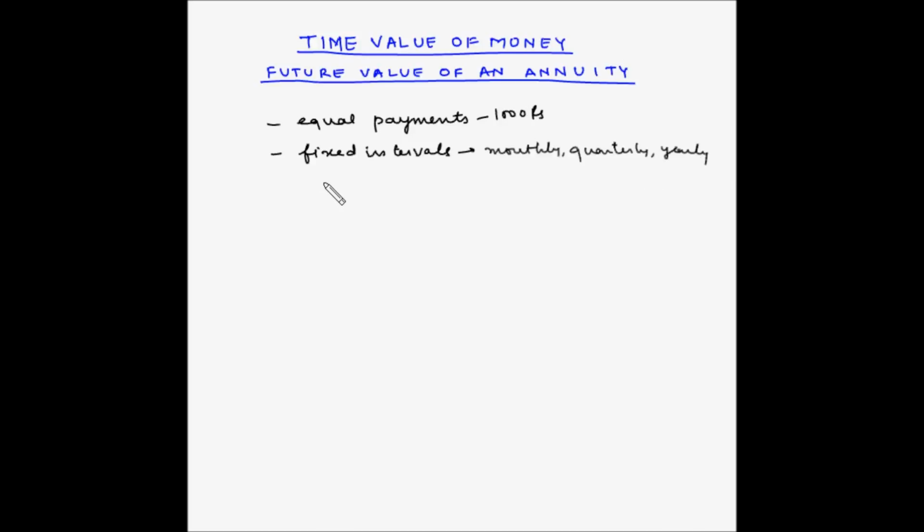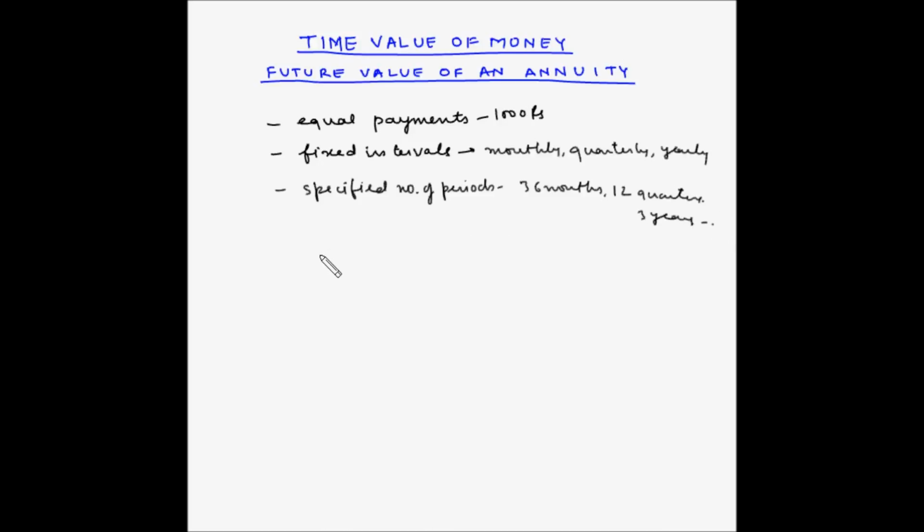For a specified number of periods. So basically you know for how long you are making these payments. So it could be for 36 months, or it could be 12 quarters, or it could be 3 years, and so on.